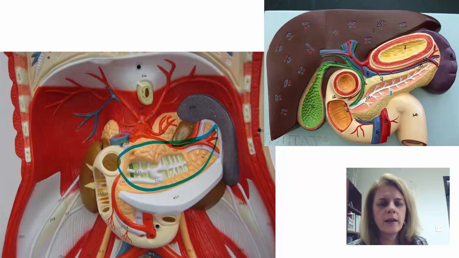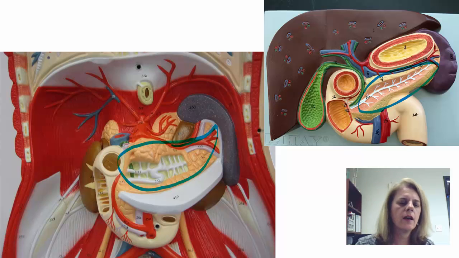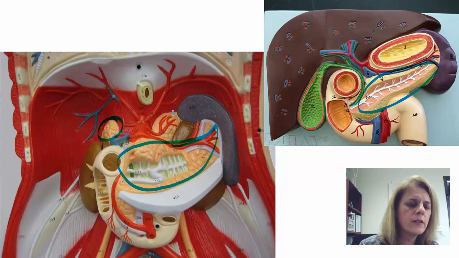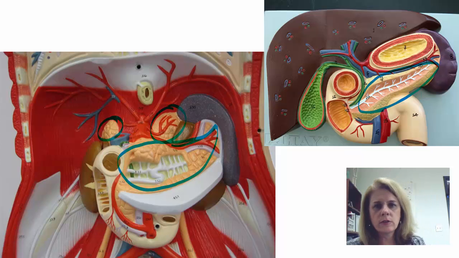Here we have cut away, we've taken a section of the digestive system out of the model, and so you can see the pancreas here. And on this model, I want to point out these two structures. These are the adrenal glands. Okay, so those are also endocrine organs.